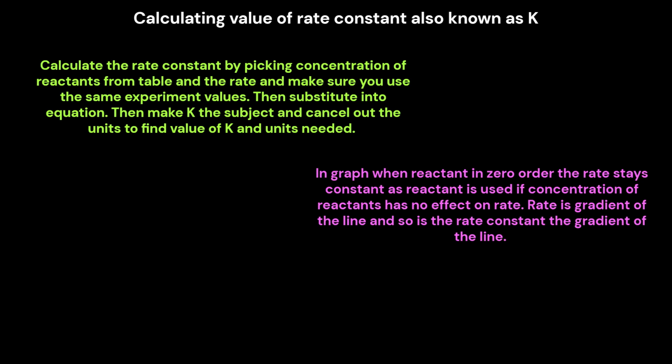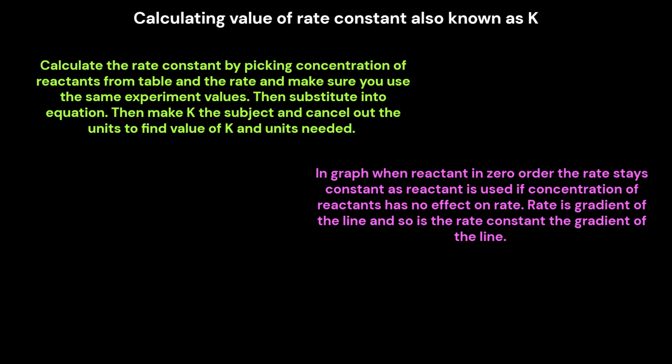Calculating the value of the rate constant, also known as k. Calculate the rate constant by picking concentrations of reactants from the table and the rate, and make sure you use the same experiment values. Then substitute into the equation. Then make k the subject and cancel out the units to find the value of k and the units needed.